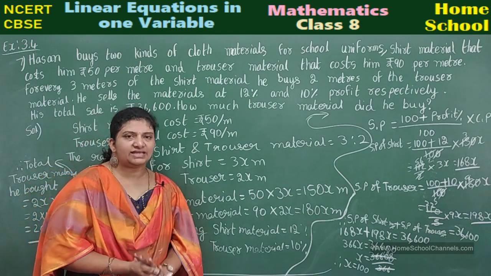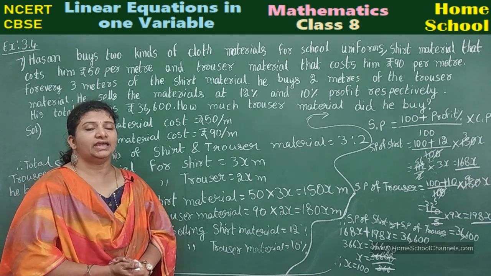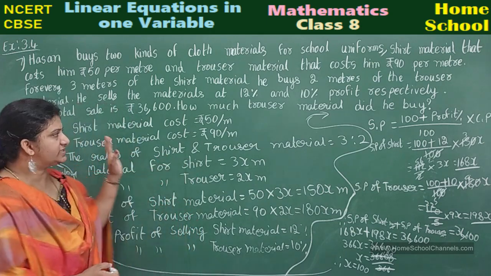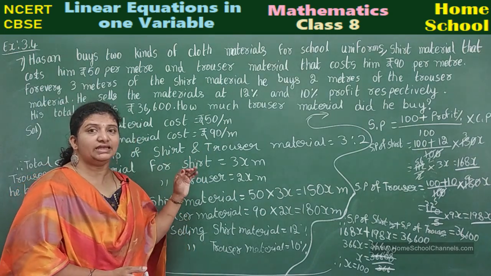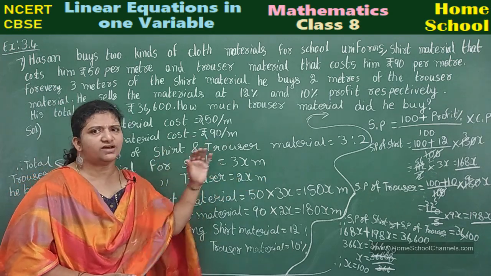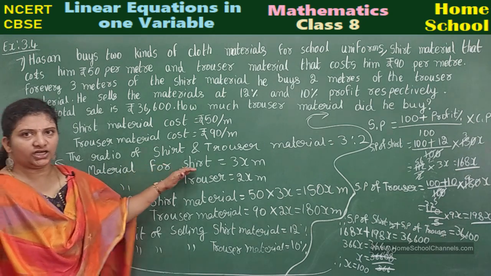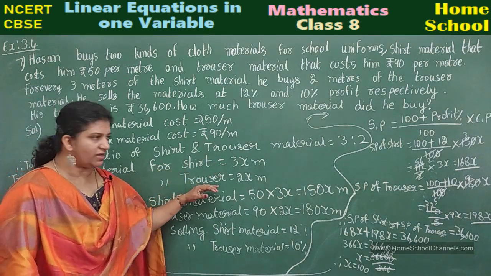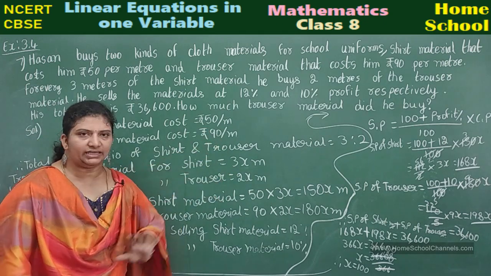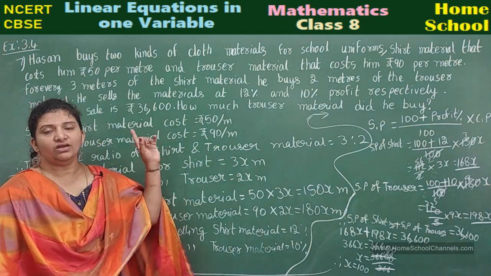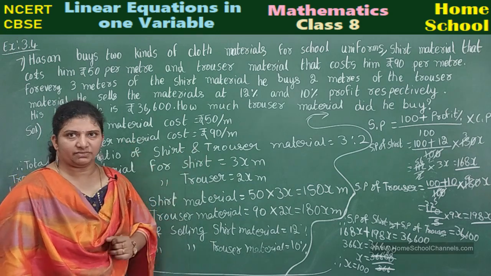Okay, is this clear? So let's have a quick recap. Hassan bought shirt material and trouser material for school uniform. Each meter of shirt material costs 50 rupees, whereas each meter of trouser material costs 90 rupees. Hassan needs shirt material, if we take 3 meters then trouser material he needs 2 meters. Ratio of this is 3:2. That means total material for shirt is 3x meters and total material for trouser needed is 2x meters. Cost, multiply this 3x into 50 and 2x into 90. After getting this, profit of selling given. What is the profit of selling? He gets a profit of 12% for shirt material and 10% for trouser material.